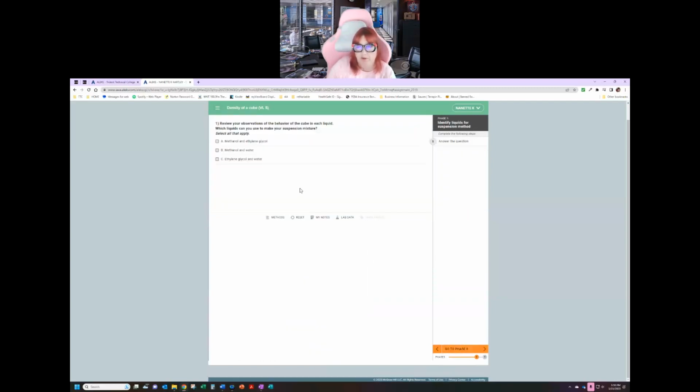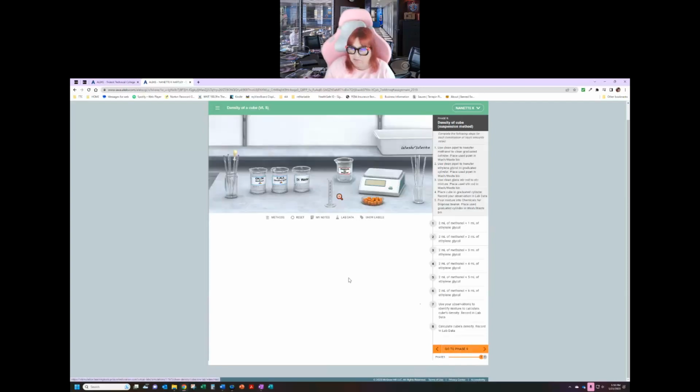Review your observations of the behavior of the cube in each liquid. Which liquids can you use to make your suspension mixture? Well, I need to pick something where it floats and where it doesn't. So I would say this one, and I would also say that one. If I take the two where it was suspended, that's not going to help me, or the two where it floats, that's not going to help me. I need something that's more dense and something that's less dense. So that's why I chose the two that I chose. Oh yay, okay.